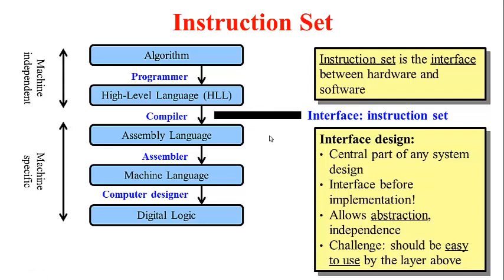In computer systems in general, interface design is a central part. Interface is critical to define before the implementation. Interface allows abstraction or independence across the different layers, and this is the reason why you can run different pieces of software on the same machine. One challenge in interface design is of course that the interface should be easy to use by the layer above while also allowing an efficient implementation by the layers below.